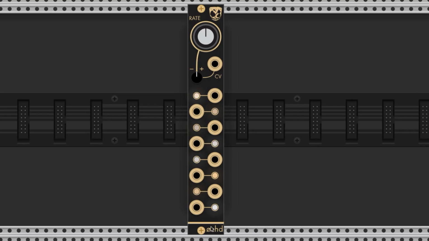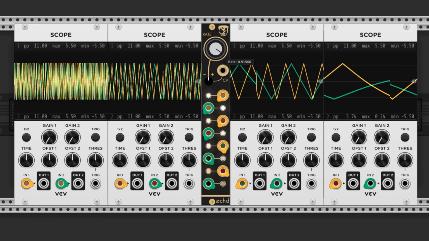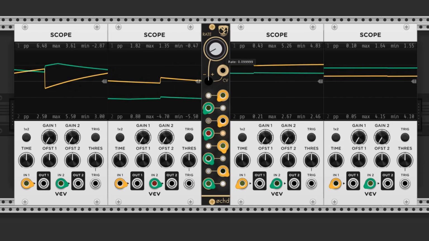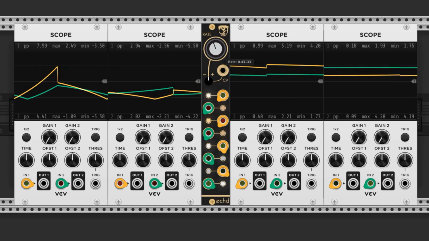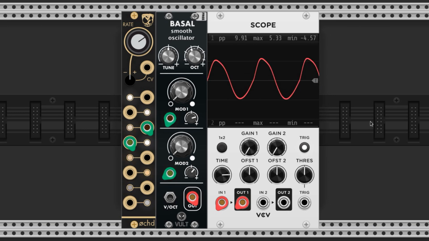Let's look at a really popular LFO called the Oct by Instruo. The Oct produces 8 triangle waves that can be used to modulate tones. I'm going to use 2 of the inputs to modulate the Basel VCO we talked about earlier. Just by adding those 2 ports, we turn this sine wave into an evolving tone that has a bit of rhythm to it.